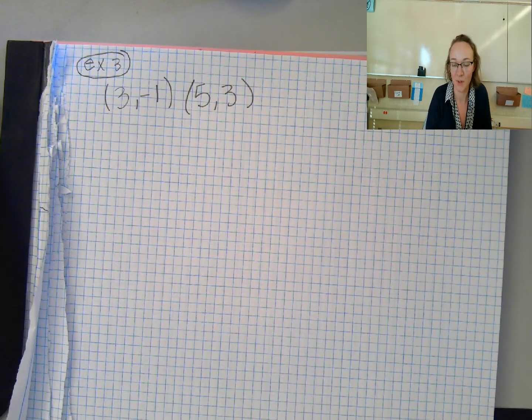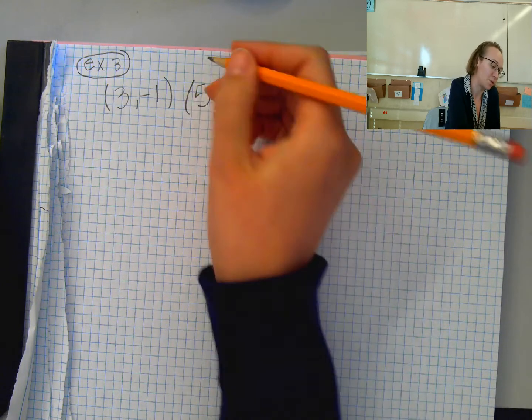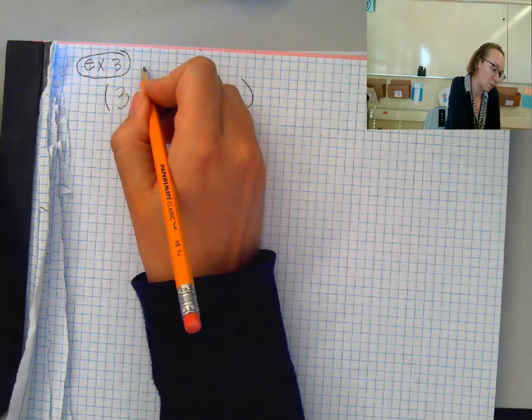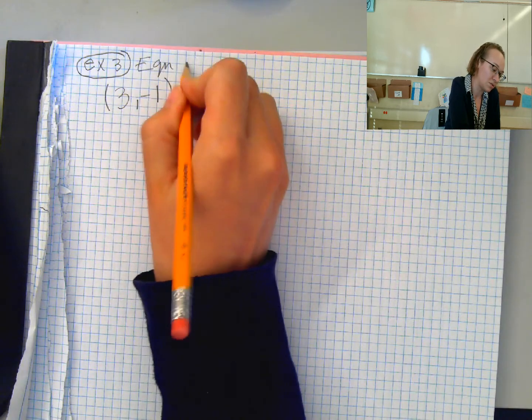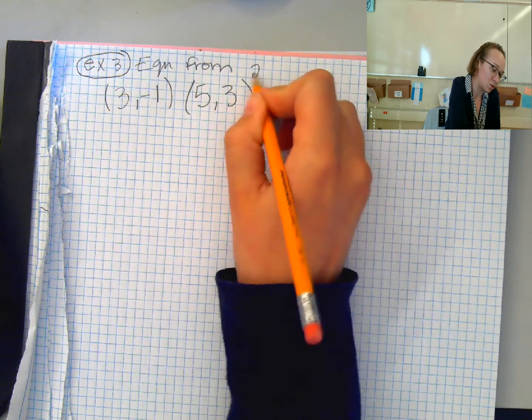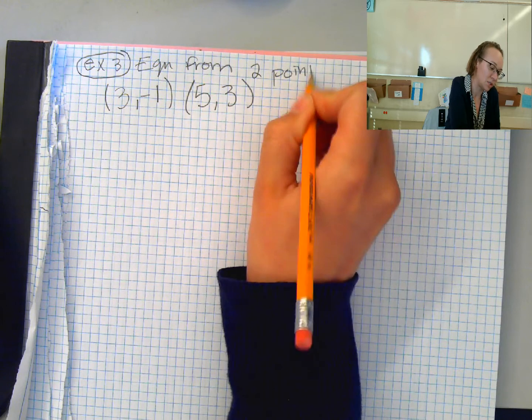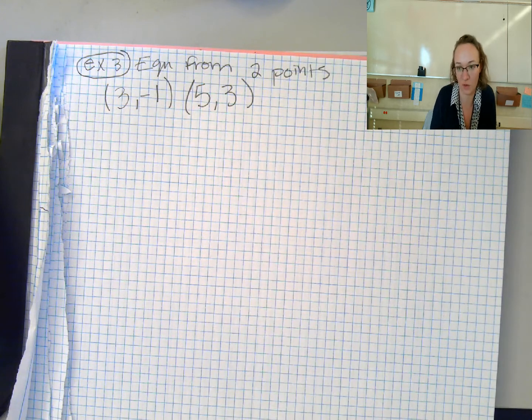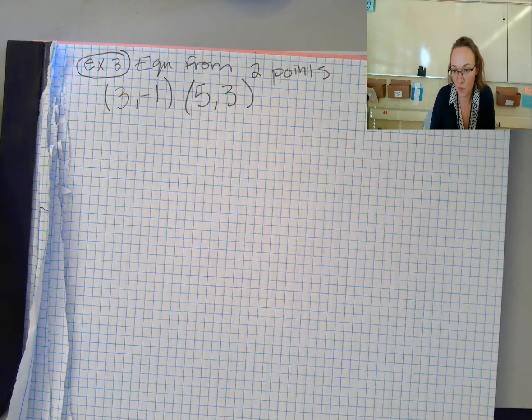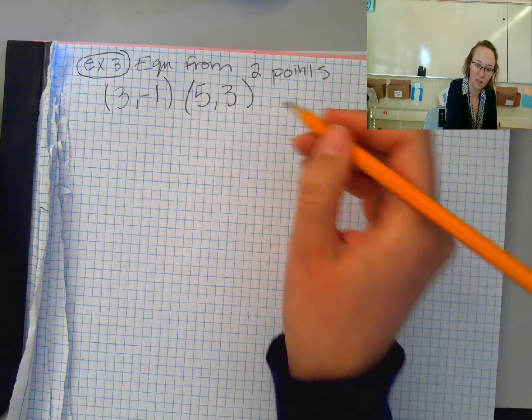Okay, so now we're going to learn how to find the equation of a line when we're just given 2 points. So, equation from 2 points. Go ahead and write these points down: (3, -1) and (5, 3). The first thing we need to do is find the slope.